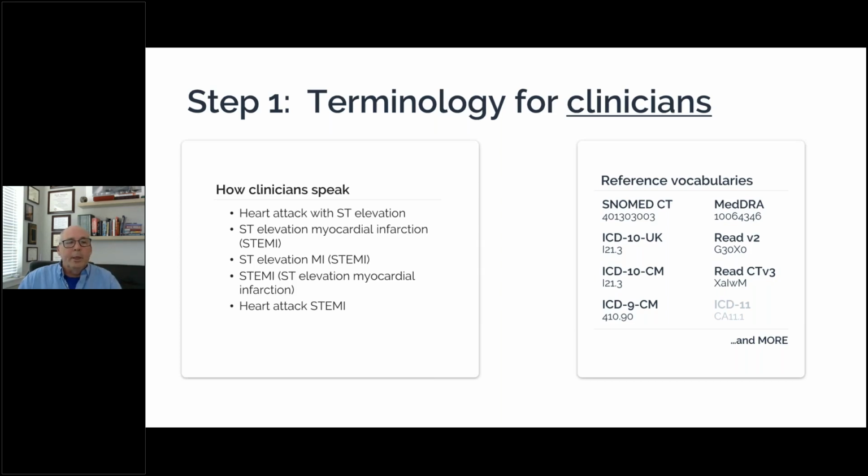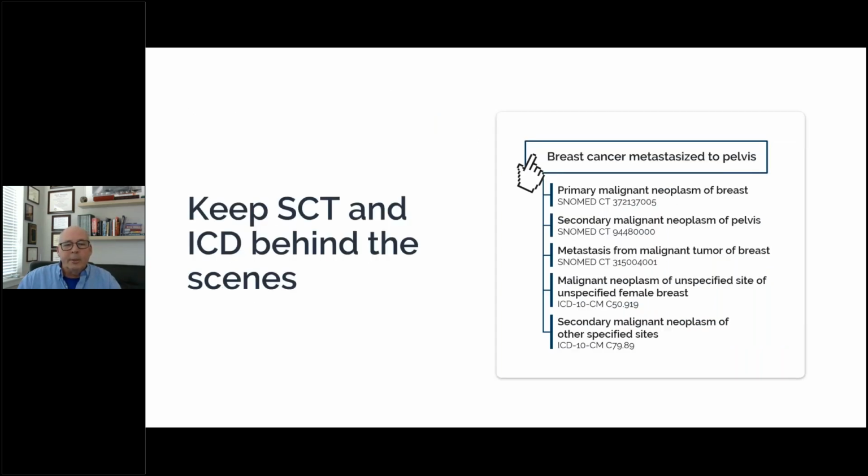A physician might describe a STEMI in all of the ways that you see it on the left-hand side here. So the focus for us in terms of the problems that land on the chart is to understand exactly how clinicians speak in the first place. And what that lets us do is keep SNOMED and ICD kind of behind the scenes. So I, as a clinician, might want to say breast cancer metastasized to pelvis. That's what I want to put on the problem list.